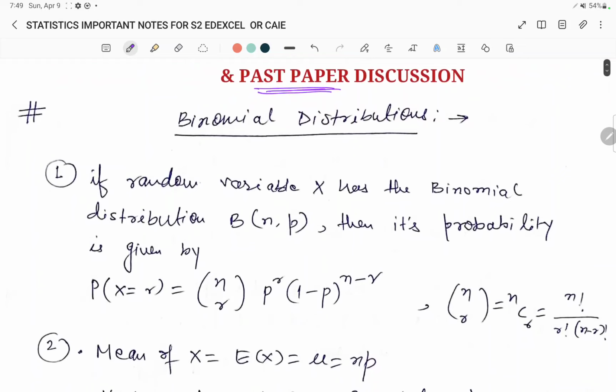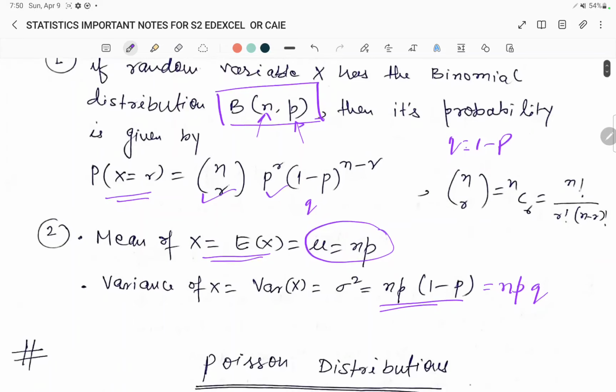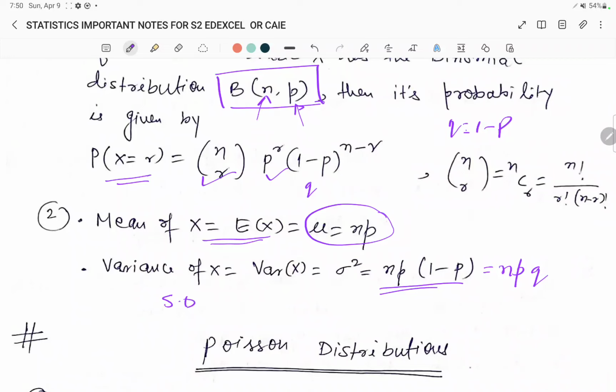In the binomial distribution, if a random variable X has the binomial distribution B(n, p), where n is the number of trials and p is the probability of success, then P(X = r) is nCr p^r (1 - p)^(n - r). This (1 - p) is actually q, so q equals 1 minus p. The mean of the binomial distribution, that is E(X) or mu, equals np, and the variance is npq, where q is 1 minus p, so np(1 - p) is the variance. And if you need to find the standard deviation, that is the root of the variance.